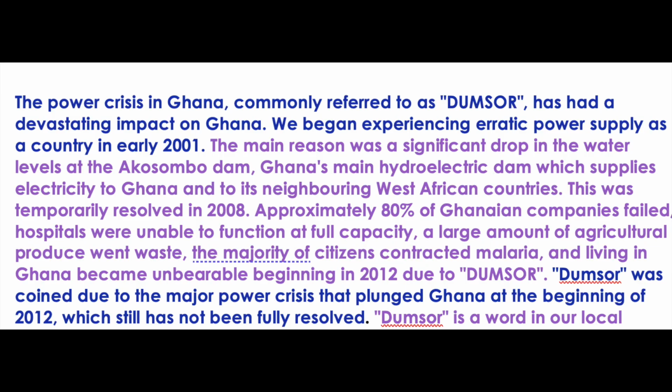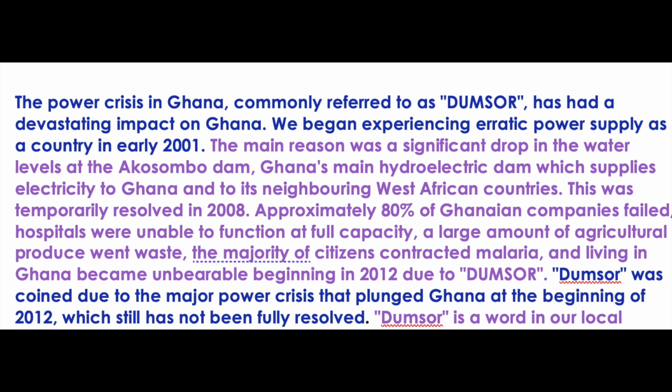So the power crisis in Ghana, commonly referred to as Dumsor, has had a devastating impact on Ghana. We began experiencing erratic power supply as a country in early 2001. The main reason was a significant drop in the water levels at the Akosombo Dam, Ghana's main hydroelectric dam, which supplies electricity to Ghana and to its neighboring West African countries. This was temporarily resolved in 2008.